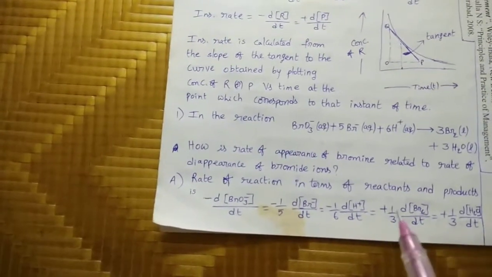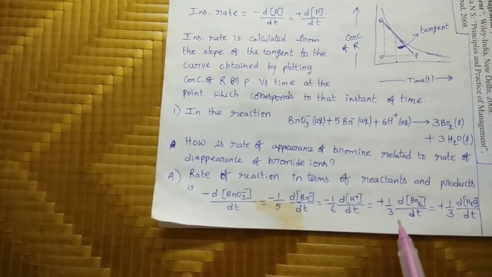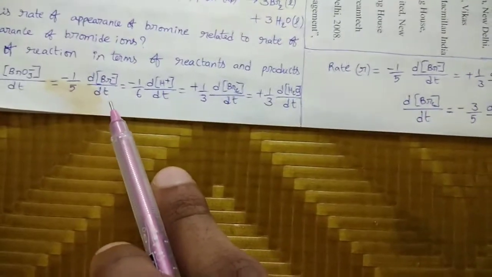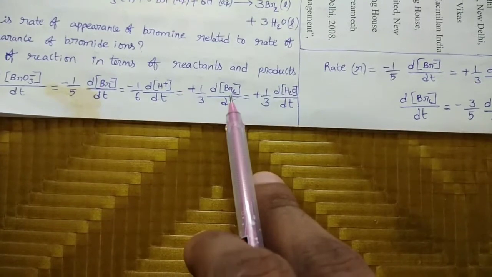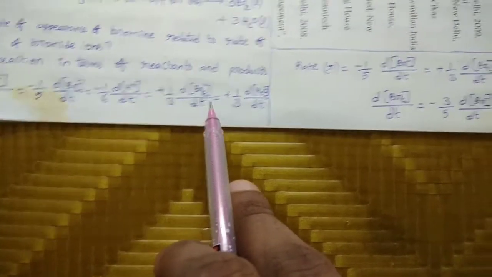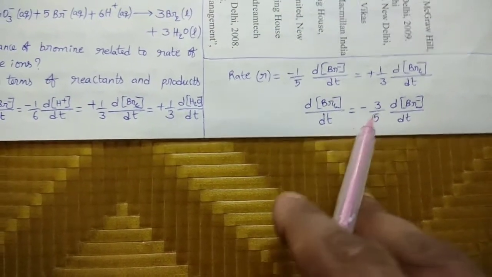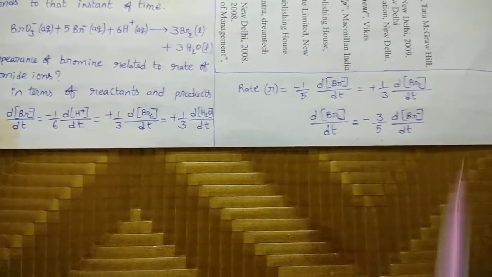Now we have to find the rate of reaction in terms of bromine, that is this, and the rate of disappearance of bromide ion, that is this. Say this, our required thing, a rate R equal to minus 1/5. We have to equalize these two: the rate of reaction in terms of bromide ion and the rate of reaction in terms of bromine. So the rate of reaction in terms of bromine equals minus 3/5 into decrease in the concentration of bromide ion. So this is our required answer for this question. Next, see the next one.